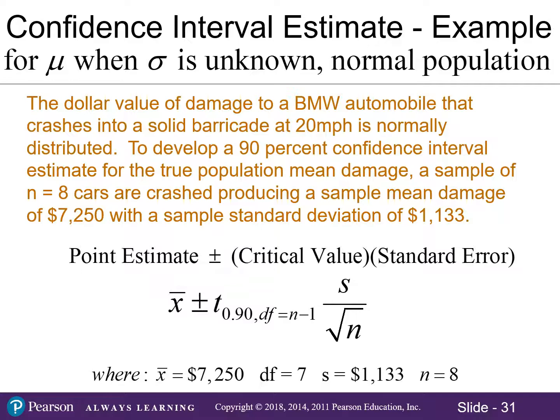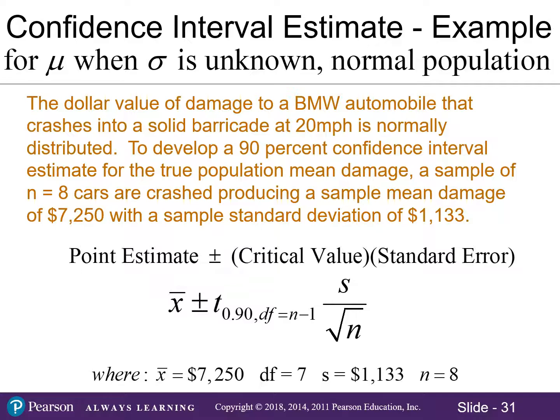So we're going to develop a 90% confidence interval based on a true population damage mean sample. In this case, we only wrecked 8 cars. Notice how small that sample is. That's definitely going to be a T. Why? You don't want to wreck that many of your very expensive vehicles, right? This is completely reasonable and an excellent use of T.